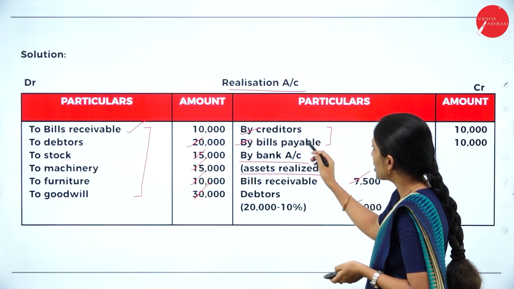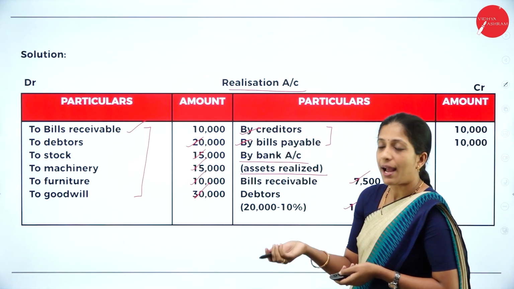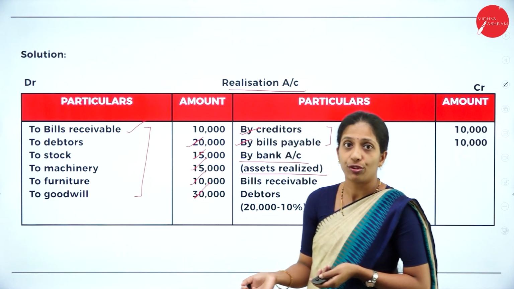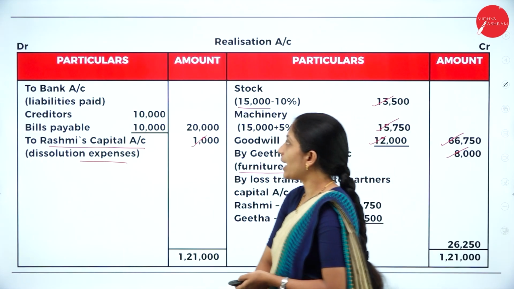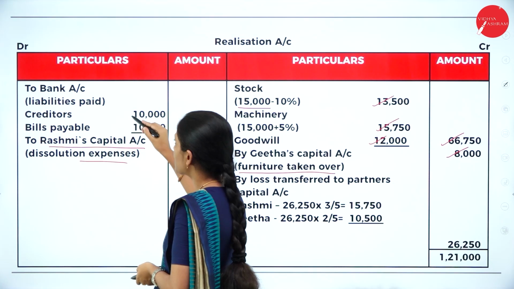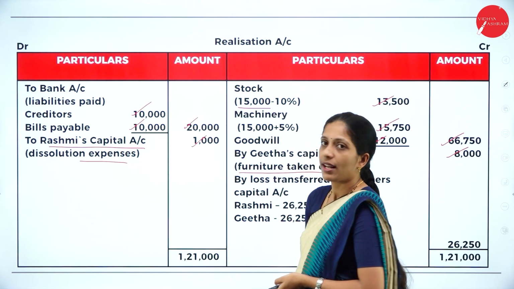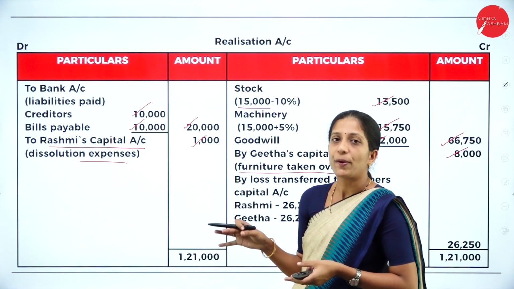Now, if you see the liabilities here, there are 2 liabilities. These 2 liabilities have come to the opposite side, that is the debit side, which are discharged in full or paid in full. So how do you write? To bank account, liabilities paid, creditors 10,000, bills payable 10,000. So overall it is 20,000. Hope you are clear with this.